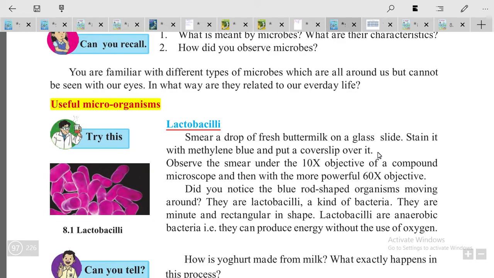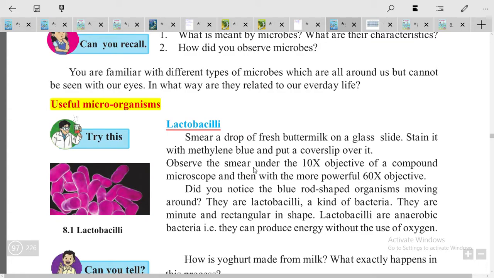What do we do? We prepare a glass slide of buttermilk. And what is meant by buttermilk? ताक. एक ताकाचा थेंब काचपट्टीवर घेऊन त्याच्यावर कवर स्लिप झाकून त्याची एक काचपट्टी तयार करणे आणि एक रंजक मेथिल ब्ल्यू त्याच्यामध्ये टाकणे. त्यासाठी what is the use of that glass slide? Put it under the compound microscope and observe the buttermilk. Okay.